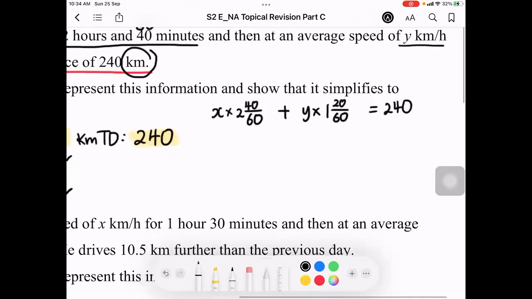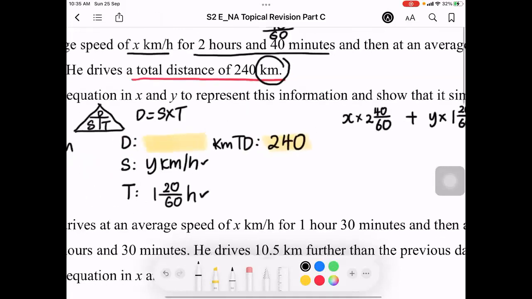But we must simplify. For algebra, can we write in mixed number? Yes, no? Cannot. Anything related to algebra we have to put in improper fraction. So can you all key in your calculator? You all know how to press this or not? Shift, then you press the fraction, make sure 3 square boxes appear, 2 and 40 over 60. What is this in algebra?